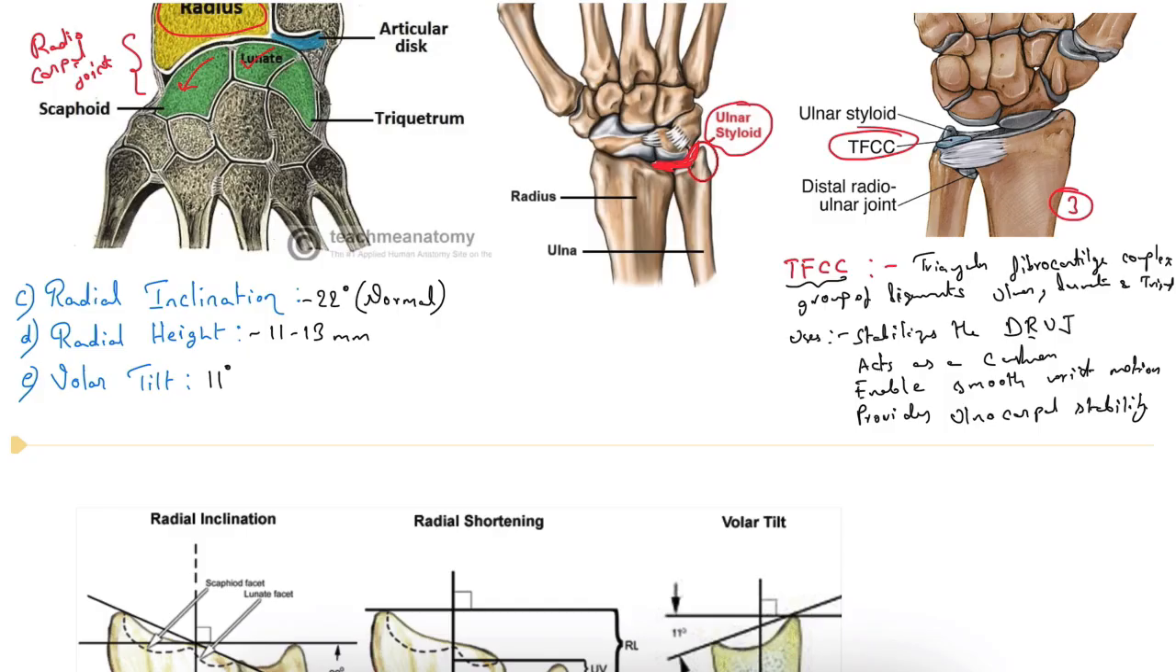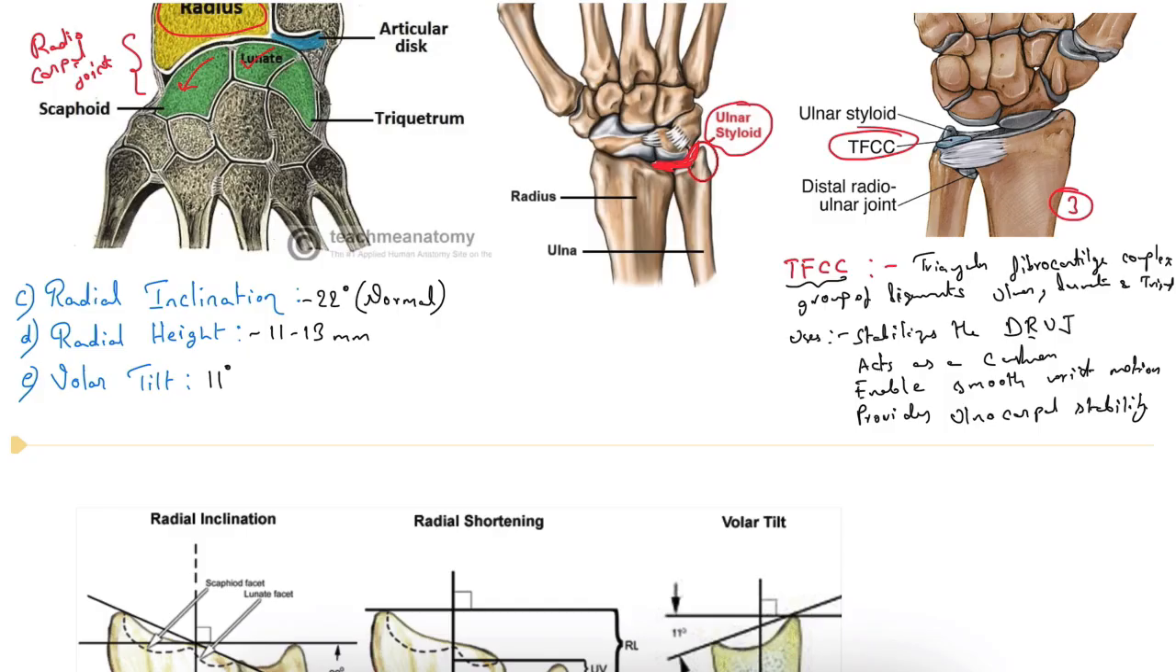We have many functions, but I am telling only the important ones. It can stabilize the distal radioulnar joint, it acts as a cushion, it enables smooth wrist motion, and it provides ulnar carpal stability. Okay, mostly we see this TFCC injury in athletes and in a fall on an outstretched hand, and in elderly people with degenerative changes, we can see this triangular fibrocartilage complex ligament injury.